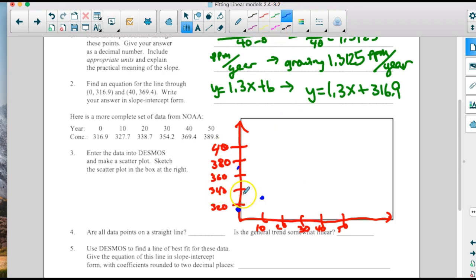Okay, so 10 is about that. 20 is 338, so it's close to 340. 354, close to 360. 40 is 369, it's a little past that. And 389 right here. Okay, so we have this here. That's what we look like. Are the data points on the straight line? We would say no, they're not all on the straight line. Is it generally somewhat linear? You'd say yes, we have a somewhat linear thing here.